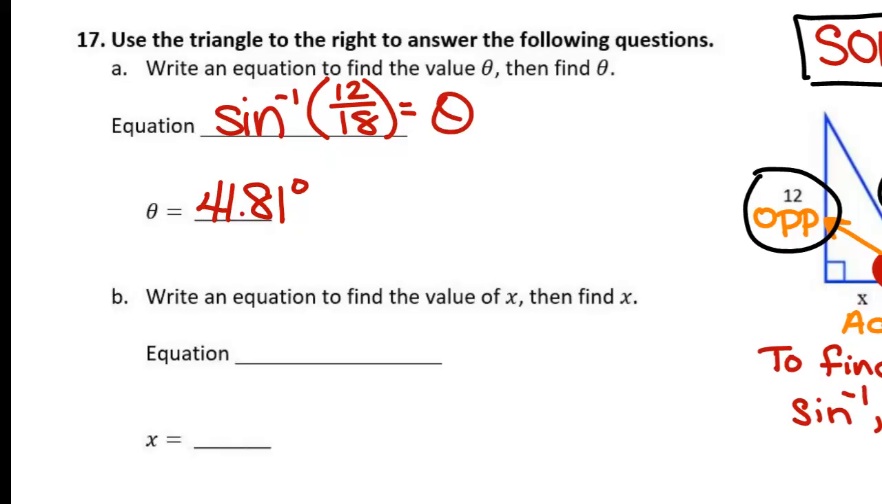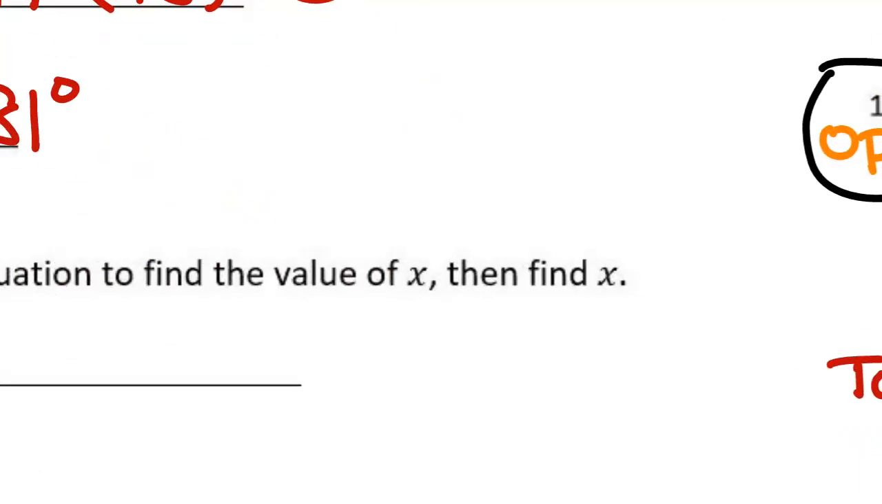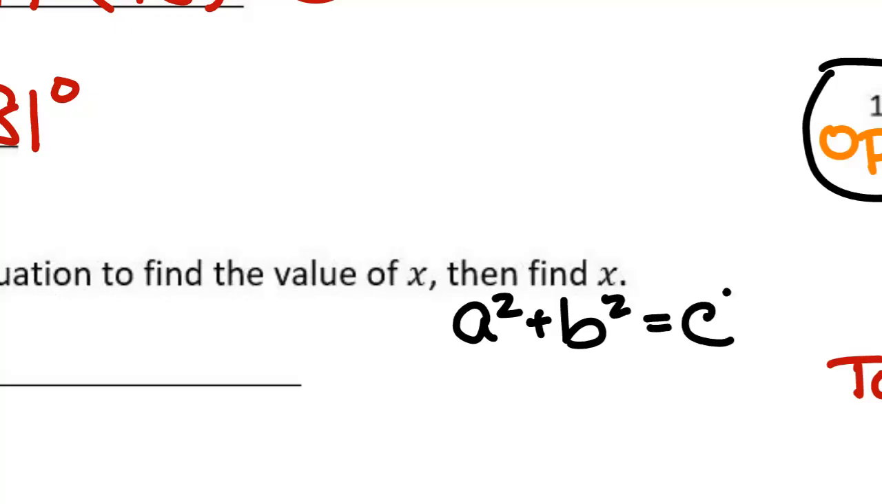What do we use when we know 2 sides of a right triangle and we want the third side? Pythagorean theorem. That's not an equation. That's a formula. We're going to use a squared plus b squared equals c squared, but that's not an equation that I can solve, so that's not what I'm going to write on my equation line. I actually have to plug the numbers in for it to count as an equation.